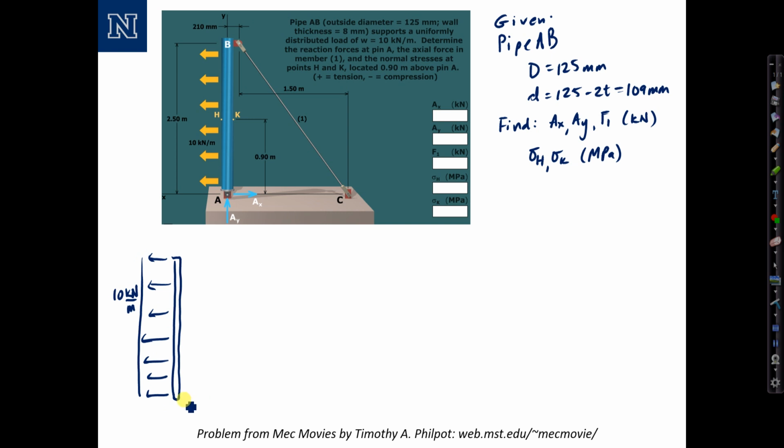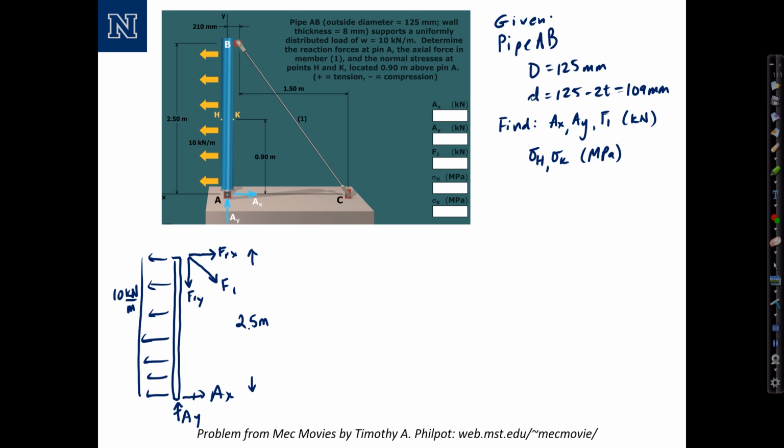Then we have the reactions at A, which I'll label A sub x and A sub y. And we have the force F1, which is pulling down, tension in the cable. I'm going to decompose this into components F1x and F1y in the x and the y direction. And finally, I want to denote that my overall length is 2.5 meters. Okay, so starting out with some basic statics.